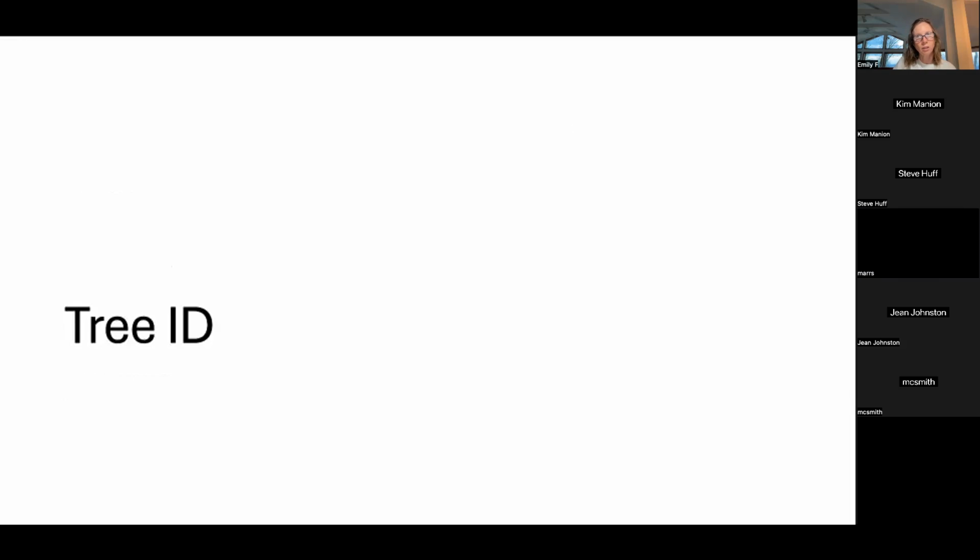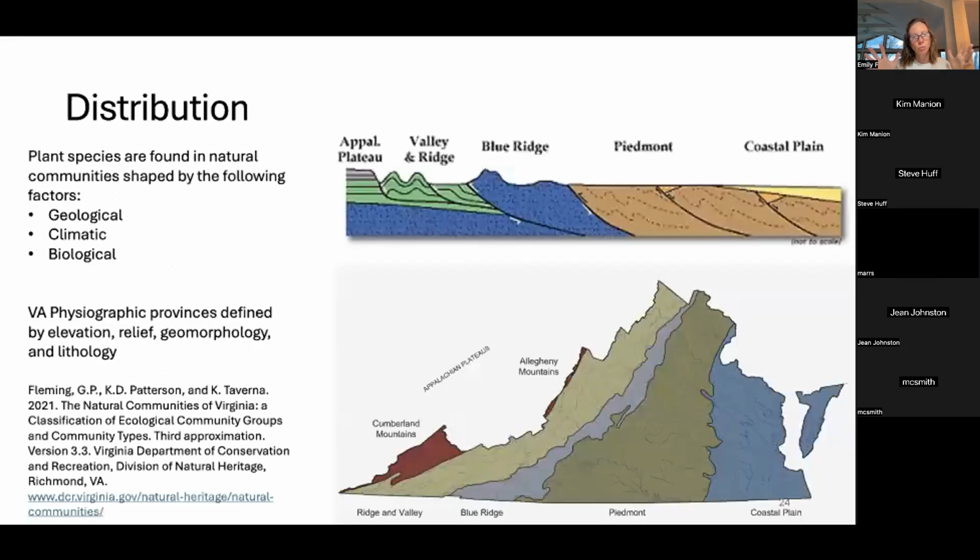And I decided for tree ID, I wanted to think about distribution of plants across the landscape. When I started doing my distribution of plants, we have the coastal plain, the Piedmont, the Blue Ridge, Valley and Ridge, and Appalachian. I'm going to throw in a couple of coastal plain species, and then I'm going to be focusing mostly on the Piedmont and the Blue Ridge because that's where Charlottesville is, and this is the Charlottesville area tree stewards. So I'll go from Piedmont into Blue Ridge because I think that's important.